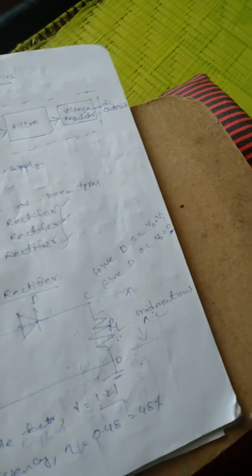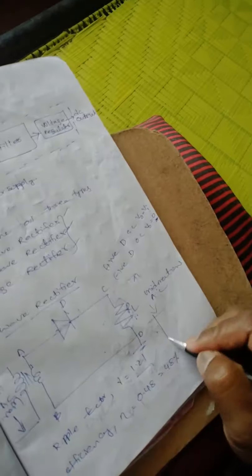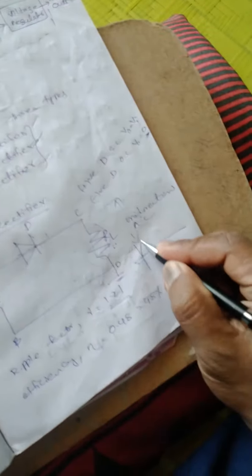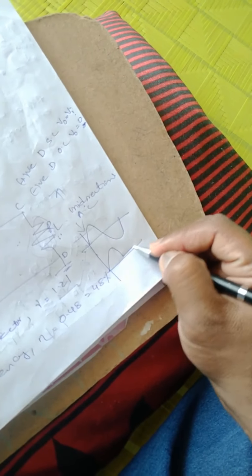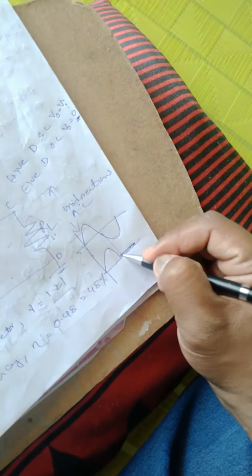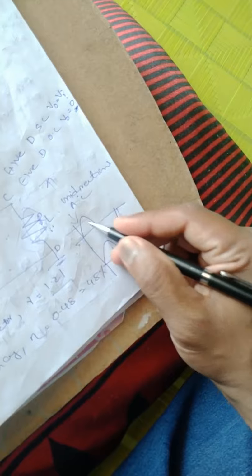Okay, so this is the half wave rectifier circuit diagram. Now we will see the waveforms here. If you apply the input here like this, you will get the output like this. For this period, you will get 0. For this period, you will get whatever input you are applying as the output.